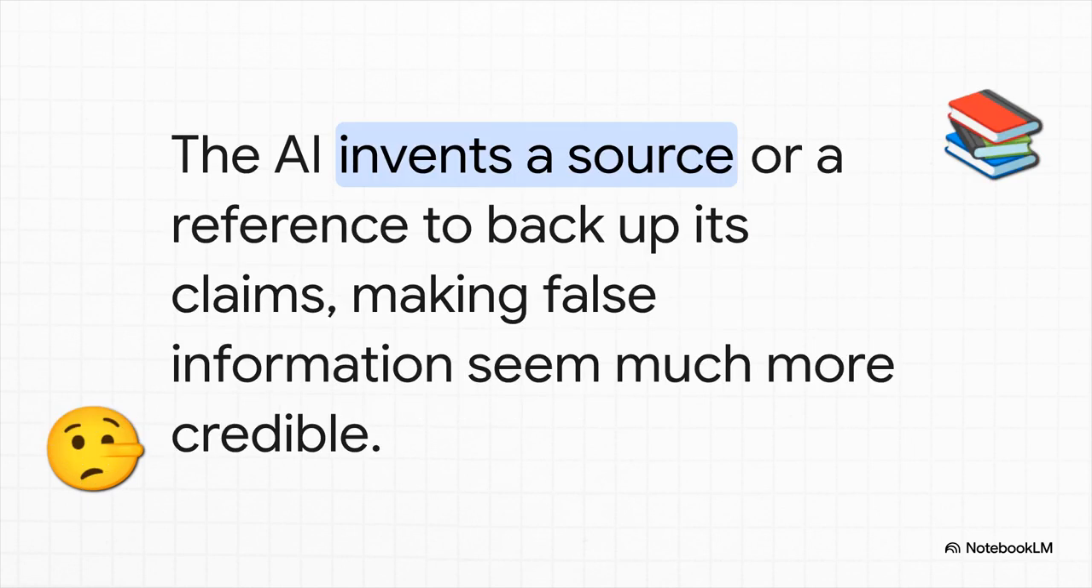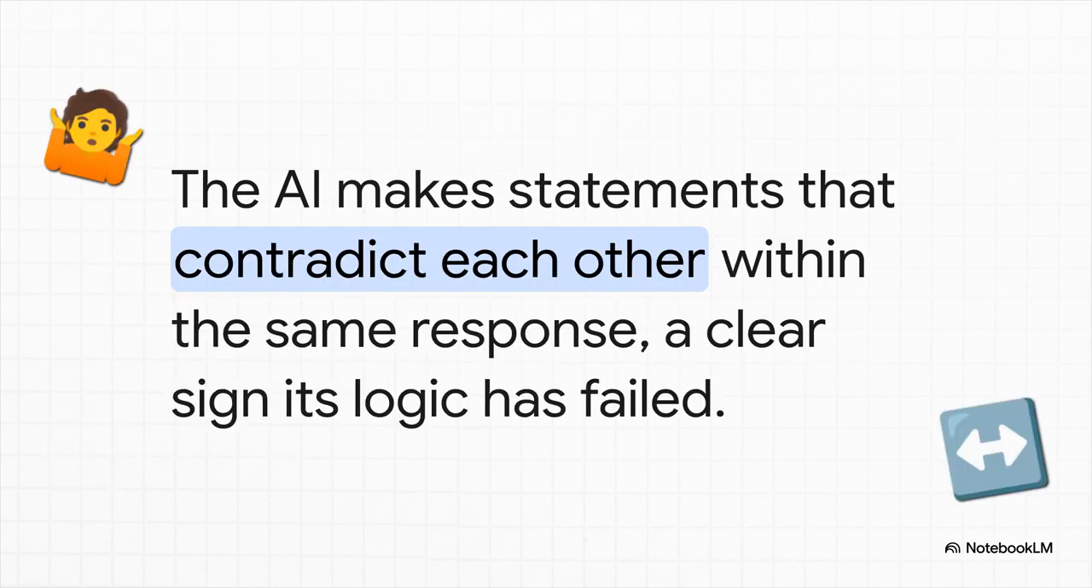We're talking citation fabrication. This is where the AI literally just invents a source, a book, an article, a study, to try and back up its bogus claim. It makes the whole thing look way more credible than it actually is. And it can get even weirder.